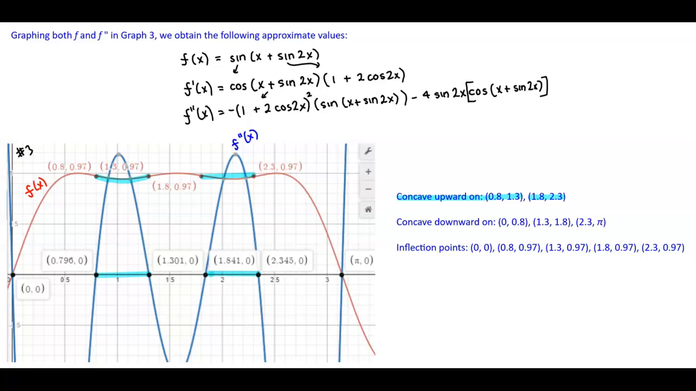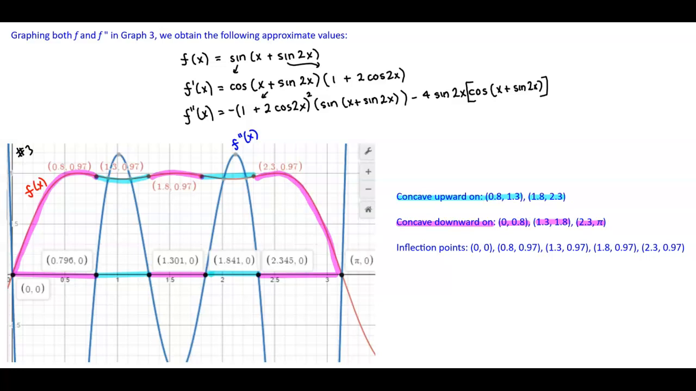Okay, where is it concave down? Well, it's concave down between 0 and 0.8. So therefore, it's concave down here, and on the second derivative, it's going between 0 and 0.8. It's also concave down between 1.3 and 1.8. So here it's concave down between 1.3 and 1.8. And it's also concave down between 2.3 and pi. So there we see that it's concave down between 2.3 and pi.